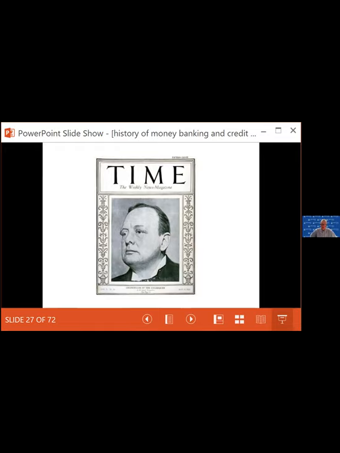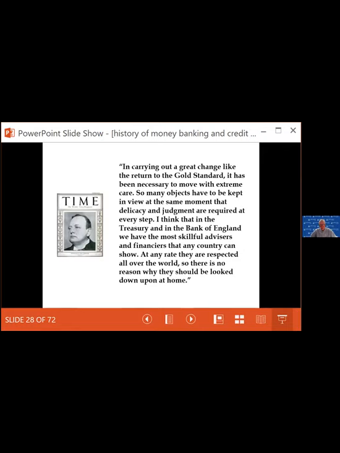Well, Churchill defended this decision a couple of years later this way. He wrote, "In carrying out a great change like the return to the gold standard, it has been necessary to move with extreme care. So many objects have to be kept in view at this same moment that delicacy and judgment are required at every step. I think that in the Treasury and in the Bank of England, we have the most skillful advisors and financiers that any country can show. At any rate, they are all respected all over the world. So there is no reason why they should be looked down upon at home."